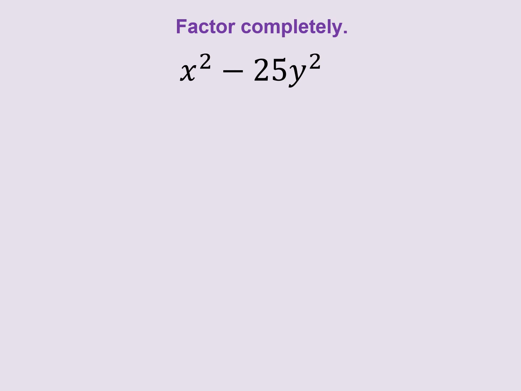Always have to check for difference of perfect squares. Is this first one a perfect square? Yes. Is the second one a perfect square? Yes. Is it subtraction? Yes. If we get yes, yes, yes, then we know that our answer is going to be difference of perfect squares. So we're going to have 2 binomials multiplied. X times x makes x squared.